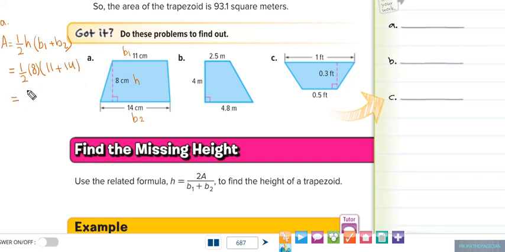What is half of 8? Half of 8 is 4. What is 11 plus 14? It is 25. 4 times 25 will give you 100. This is centimeter, so this one will be centimeter squared.